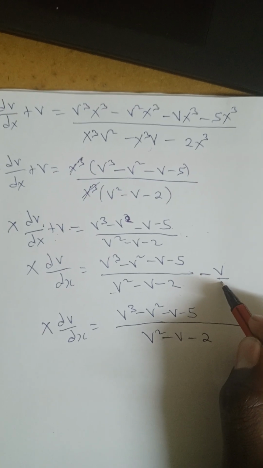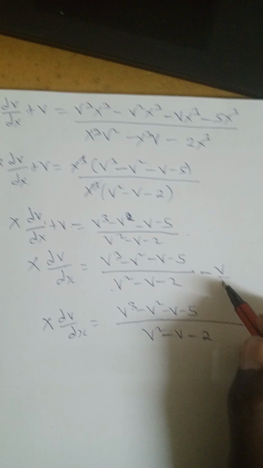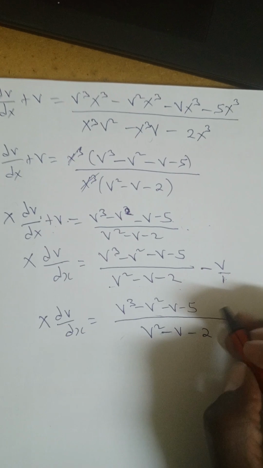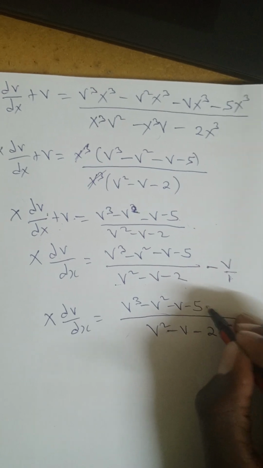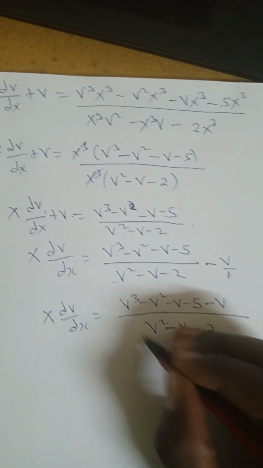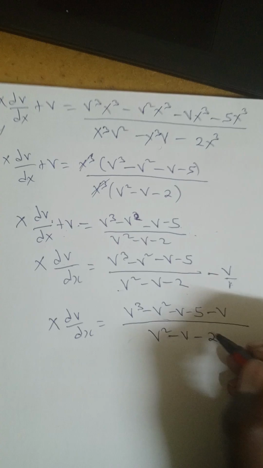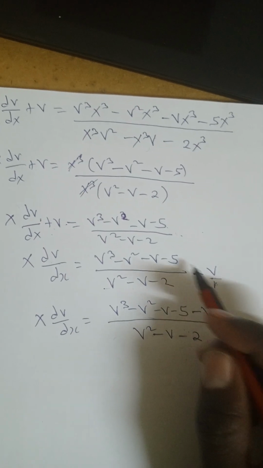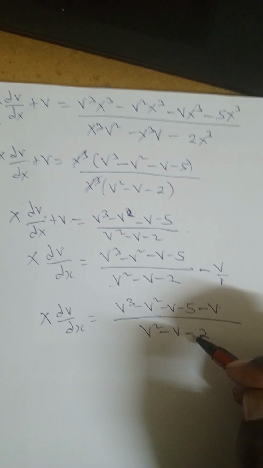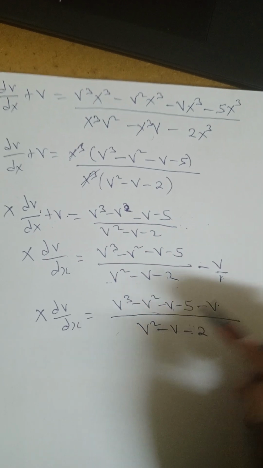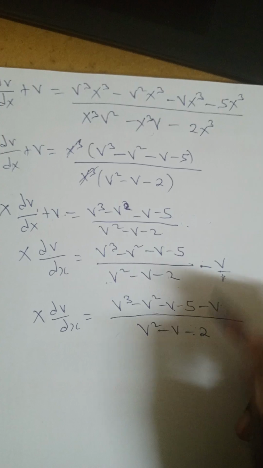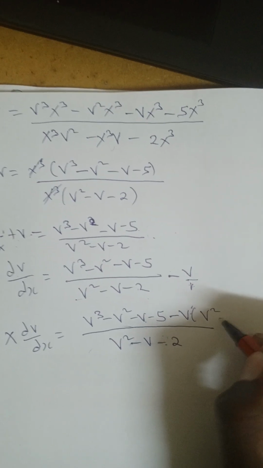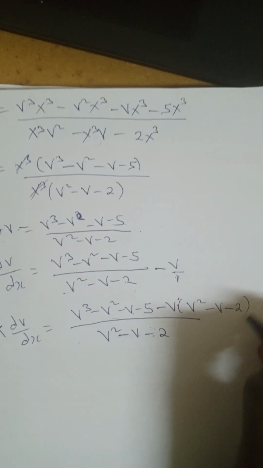But be reminded, this v is v over 1. So 1 divided by the denominator is the same denominator, then the denominator multiplied by v. So I'm going to say minus v times the denominator, the same thing we did: 1 multiplied by this gives this, and for this one, we're getting the whole thing multiplied by v. So this is v squared minus v minus 2.